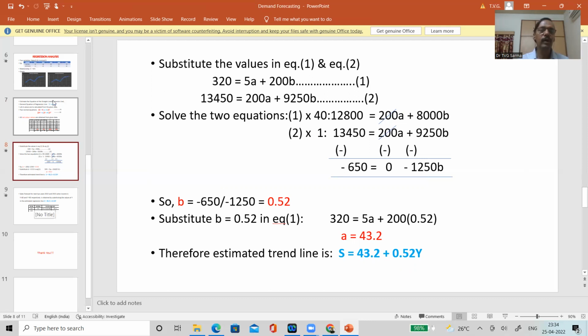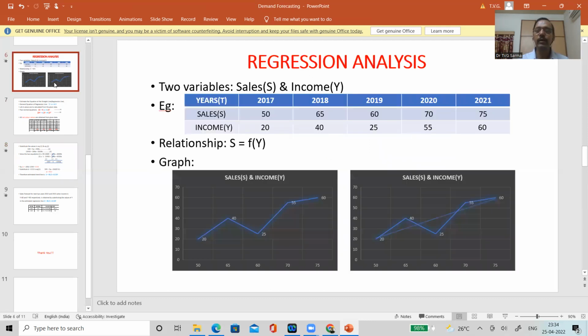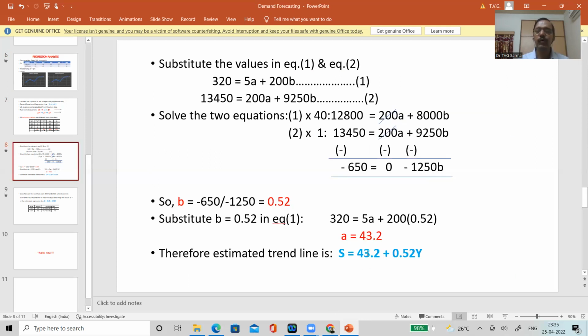So the equation of this trend line is already obtained. What we are doing graphically is, from the given data of sales and the given data of income, I'm estimating the equation of this particular straight line, and this is called a regression line. The equation of this line is obtained as S is equal to 43.2 plus 0.52Y.